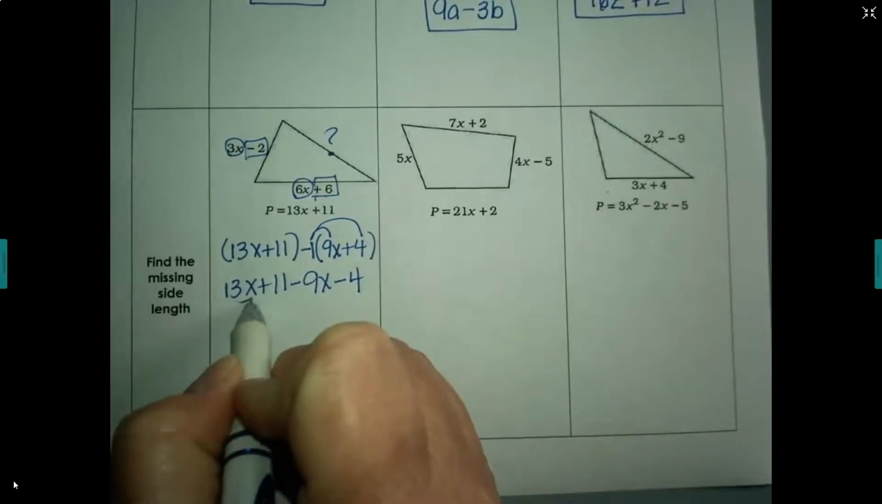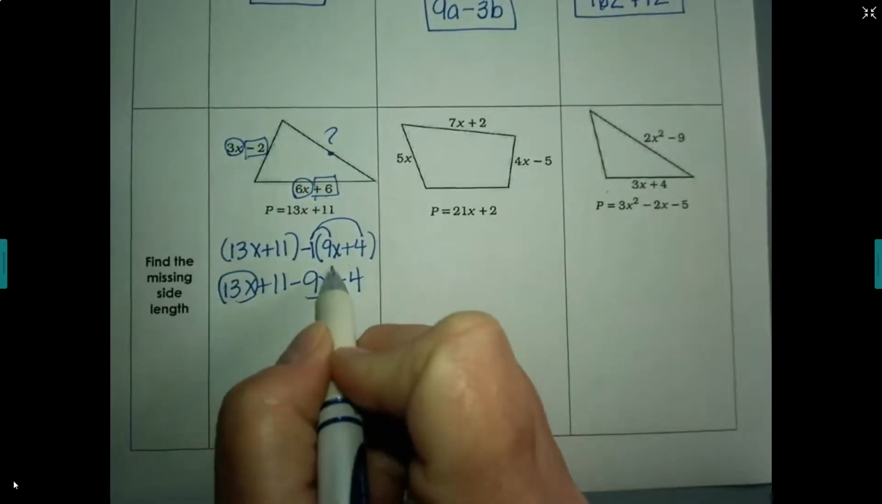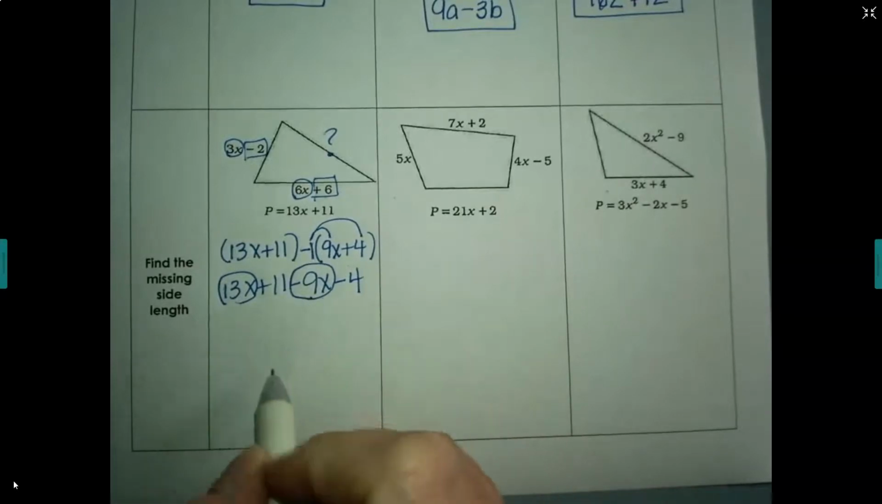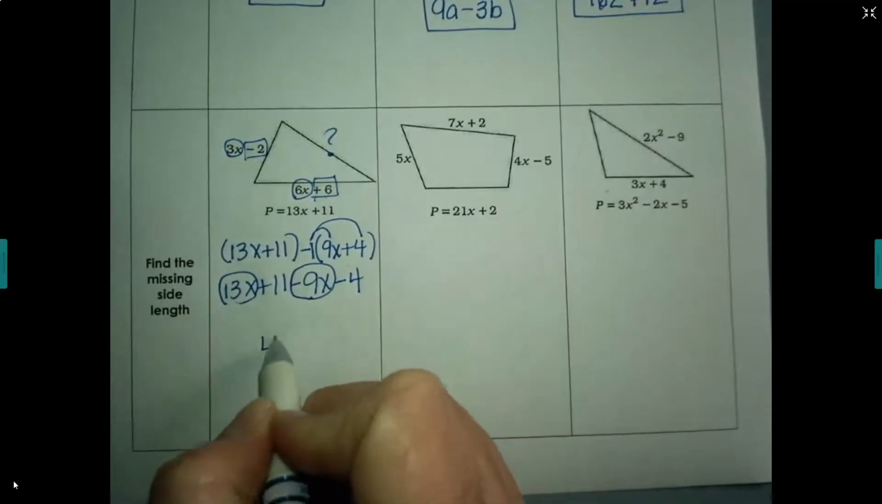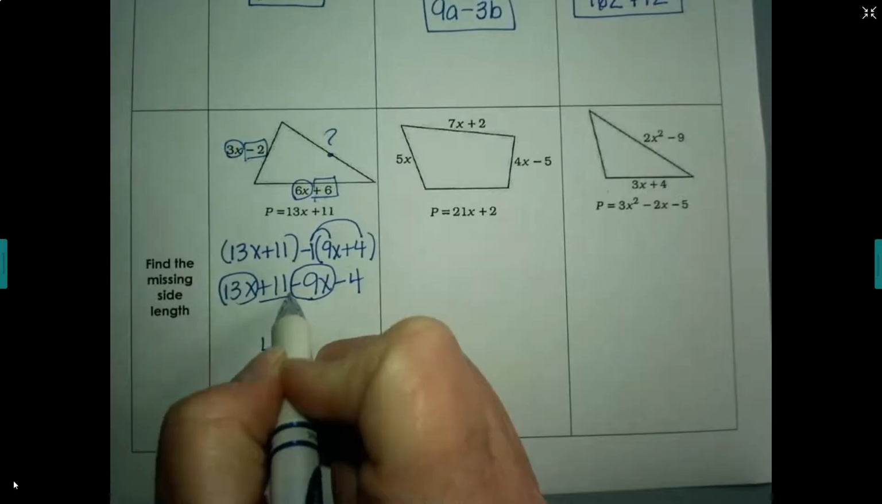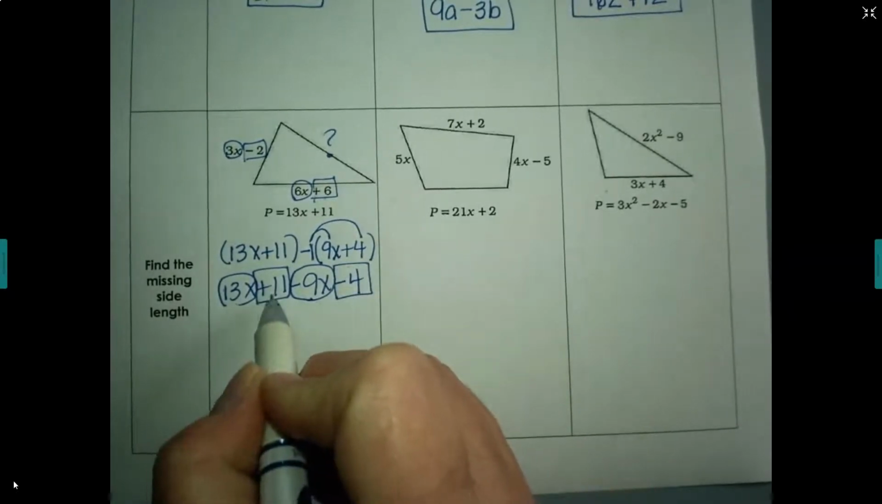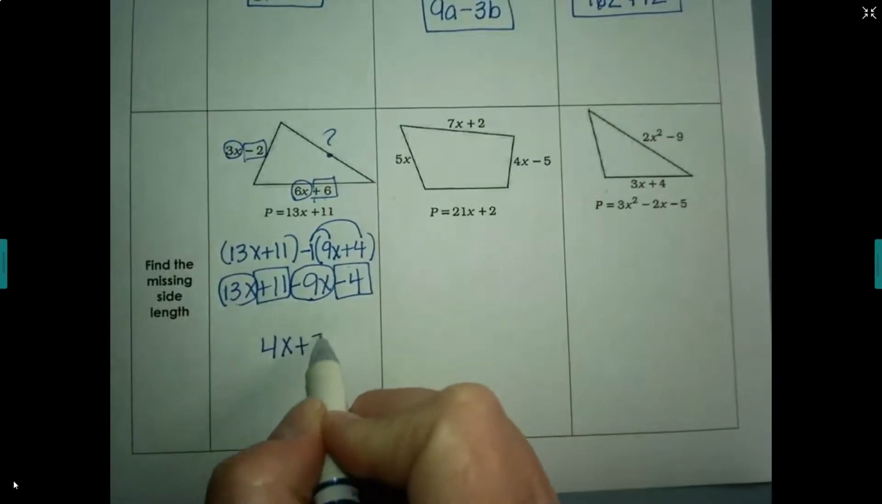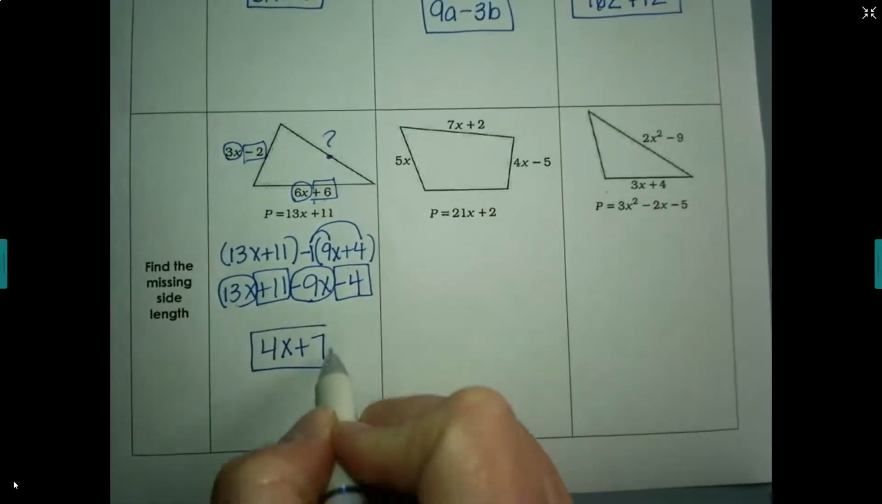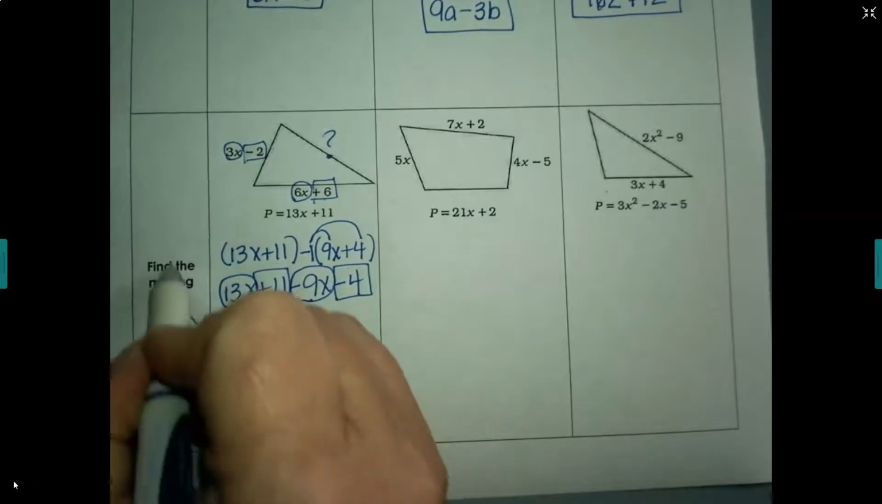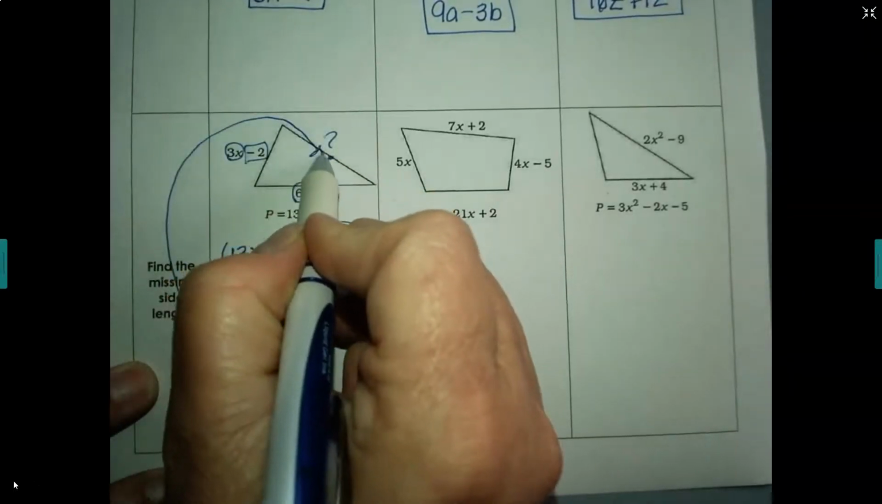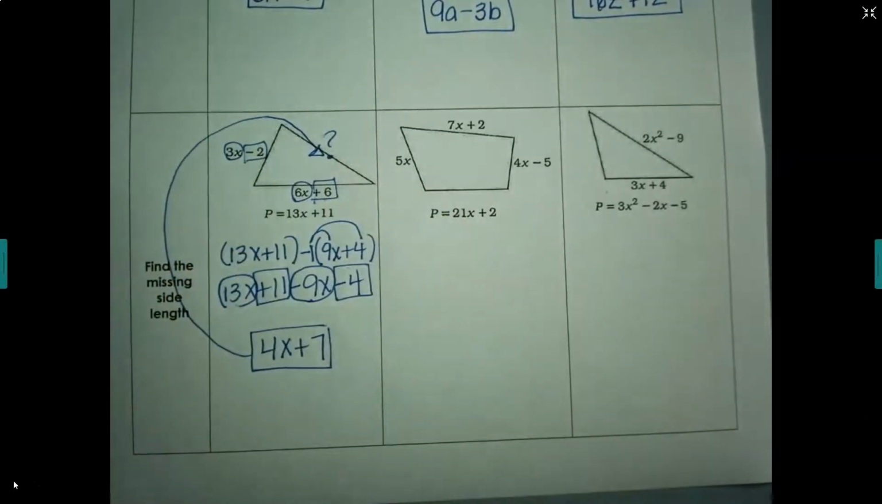Now look for your like terms. We have a 13x minus 9x. 13 minus 9 is 4x. I have a positive 11 and a negative 4. 11 minus 4 is a positive 7. This last side is 4x plus 7 long. That's going to go right there. That's not the perimeter, it's the length of the side.